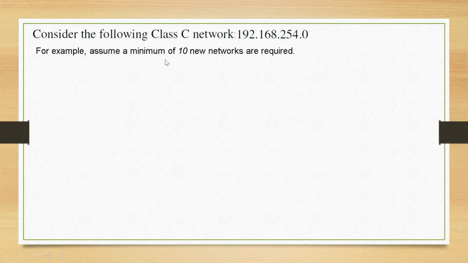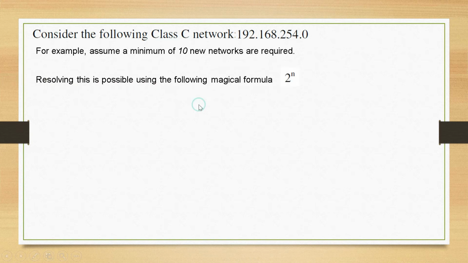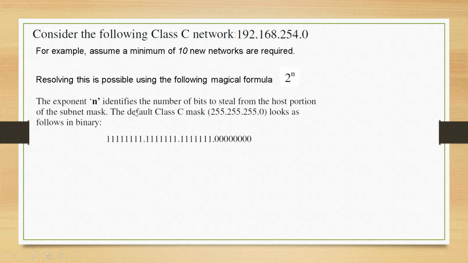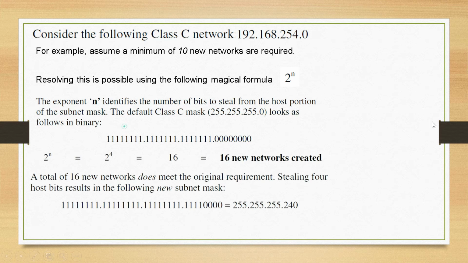Another example we are going to consider is a Class C network with IP 192.168.254.0. For example, we assume a minimum of 10 new networks required. So if the number of new networks is required, then we can calculate the number of bits stolen based on this formula, 2 to the n. The n identifies the number of bits to steal from the host in order for us to calculate the new networks. So here, this one is from class C.